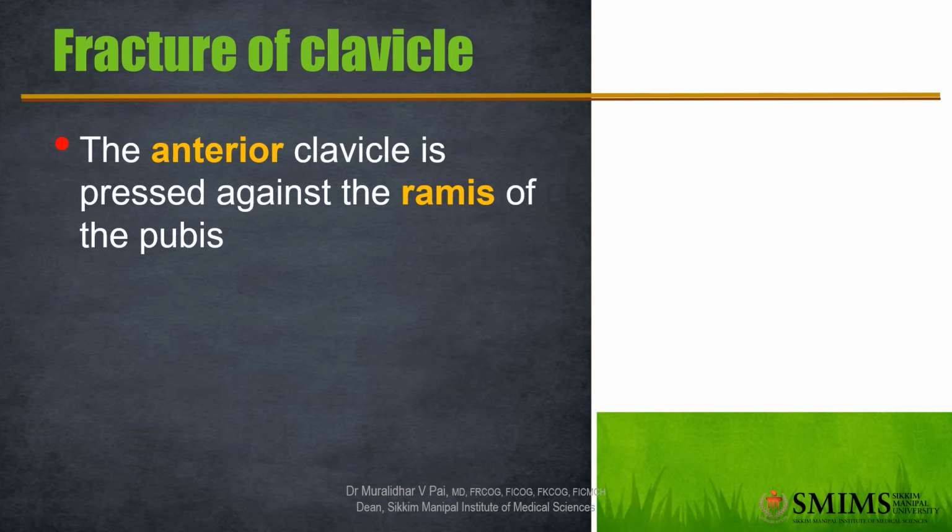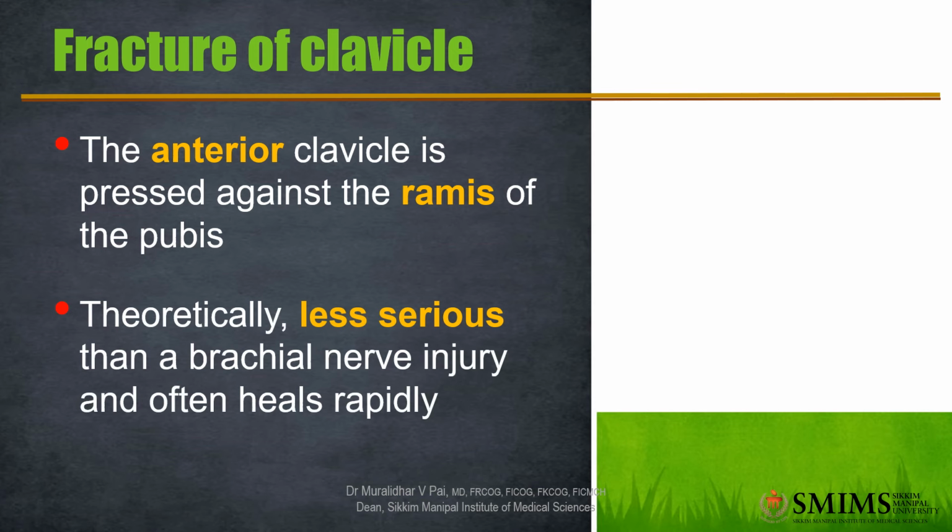The anterior clavicle is pressed against the ramus of the pubis. Theoretically, it is less serious than a brachial nerve injury and often heals rapidly. This would reduce the bisacromial diameter, and hence the delivery is possible.